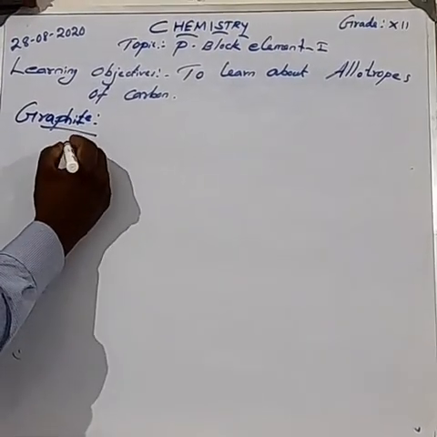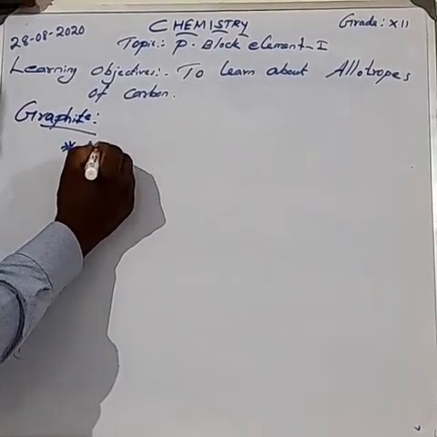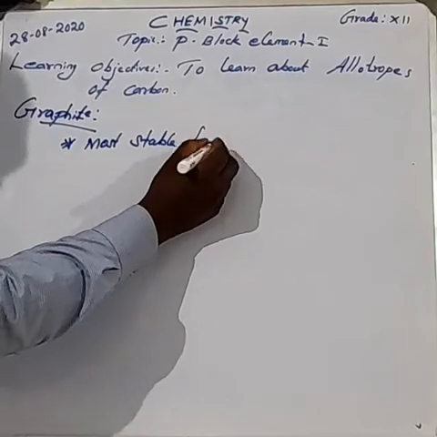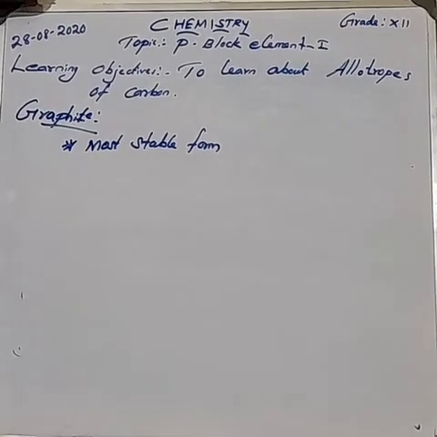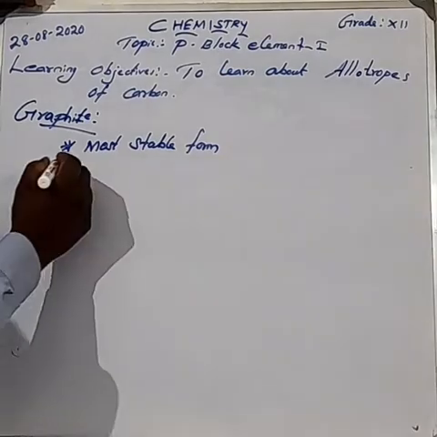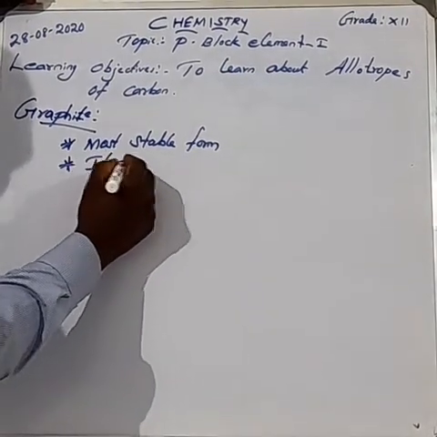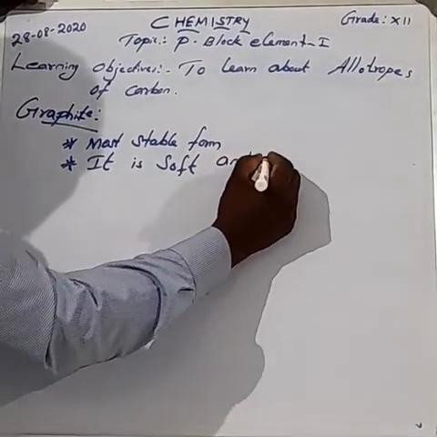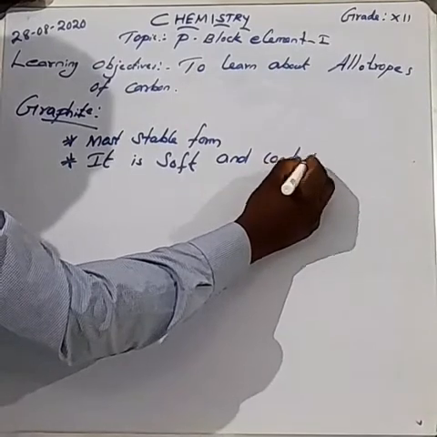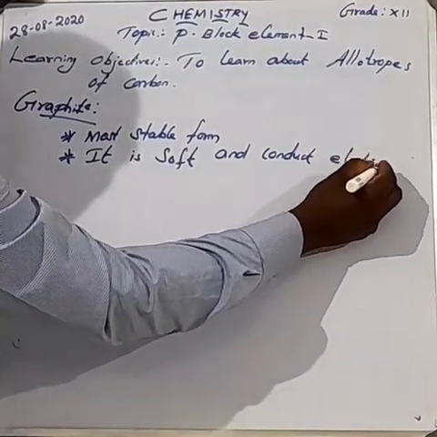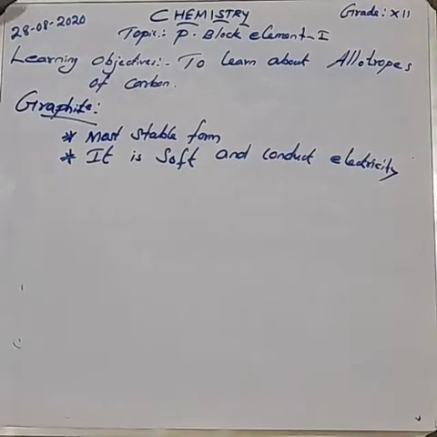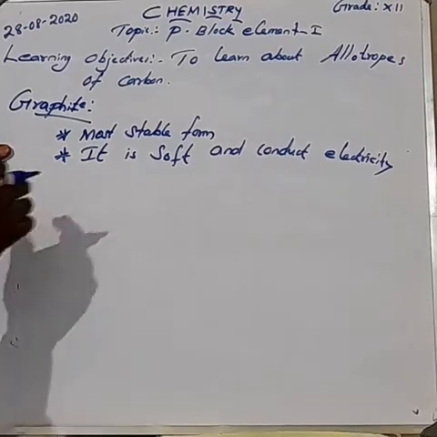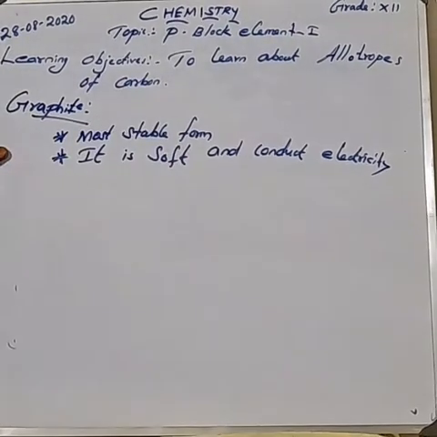Graphite is the most stable form. It is soft and conducts electricity.